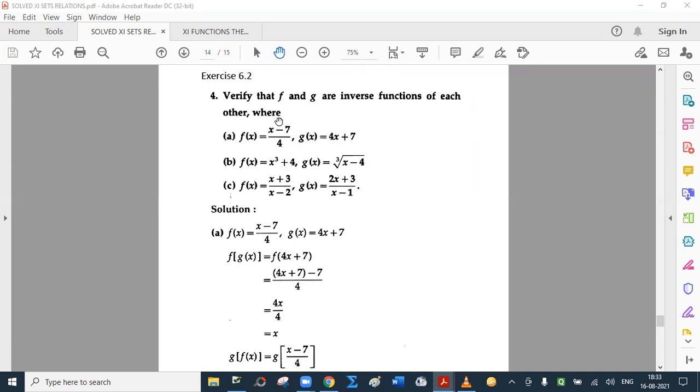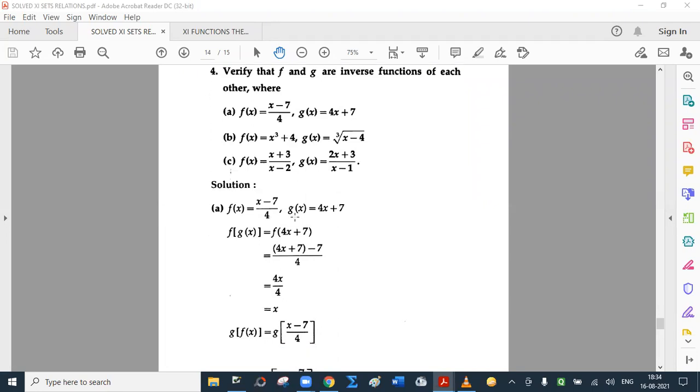Actually, if you use common sense, then also you can say whether one is the inverse of the other or not. For example, consider g: first multiply by 4 and then 7 is added. Now in case of inverse, first 7 will be subtracted and you will have to divide by 4. See, subtraction is the process which is inverse to addition and division is the process which is inverse to multiplication. Is that clear?